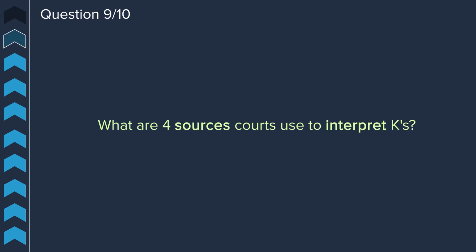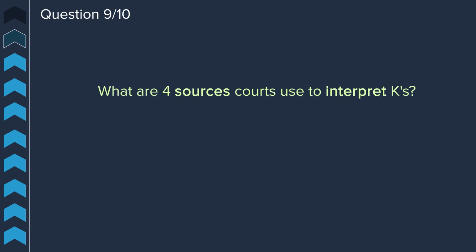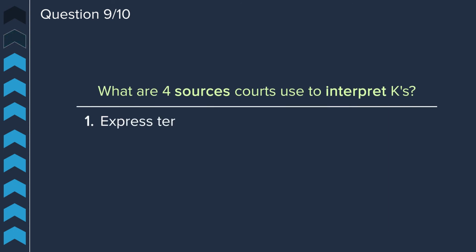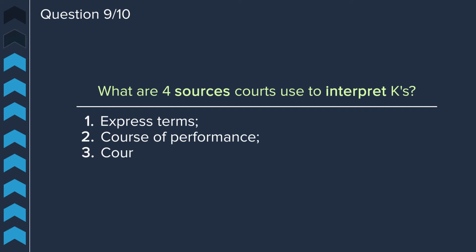Question 9. What are the 4 sources that courts use to interpret contracts? Courts look at 1. The express terms, 2. Course of performance, 3. Course of dealing, and 4. Trade usage.